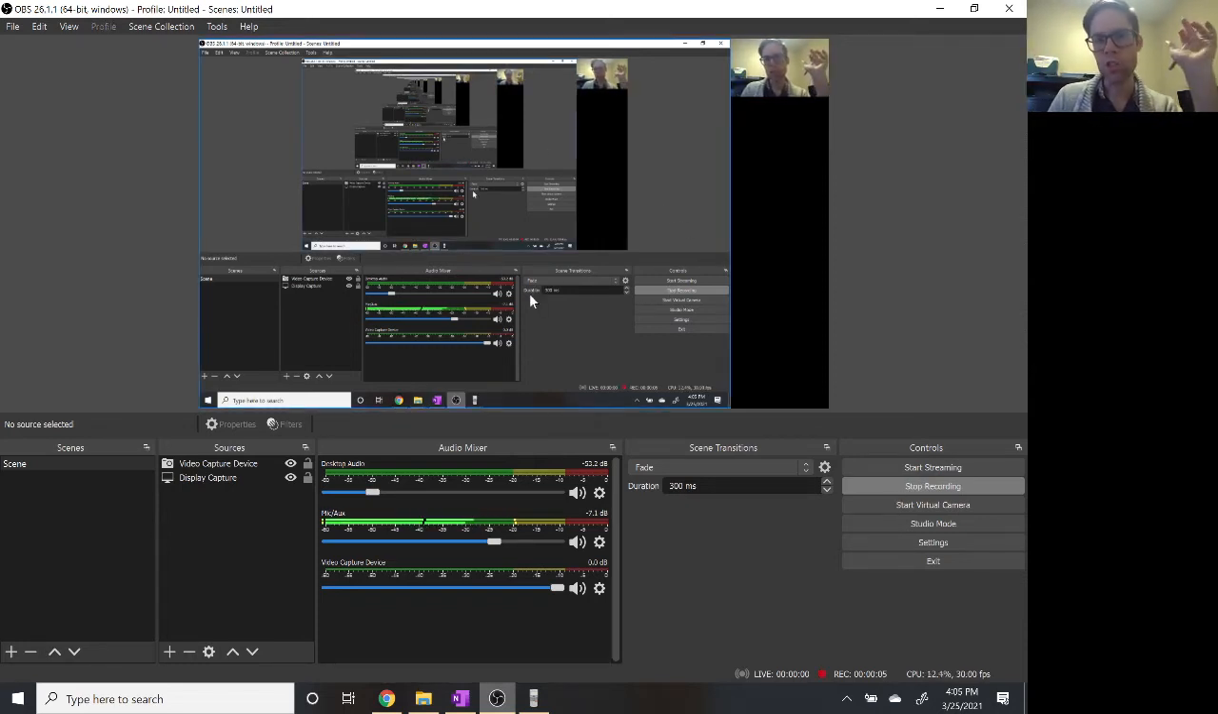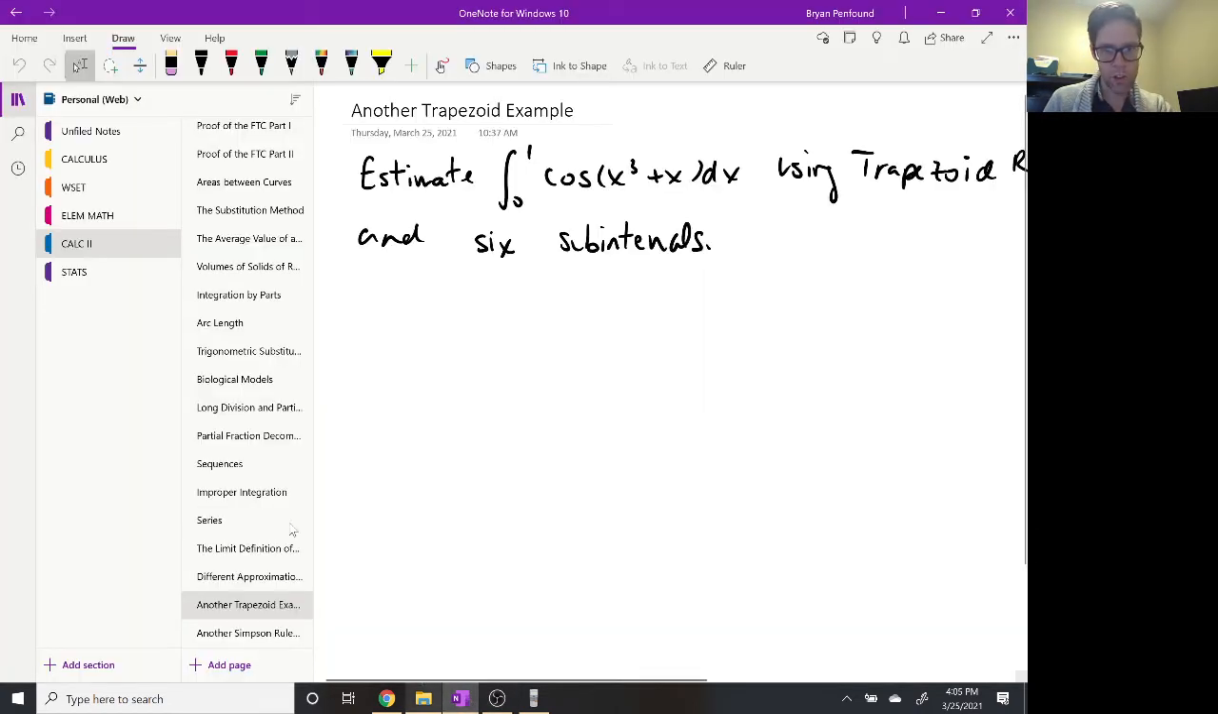Today we're going to work on two more examples. I just have one more example involving the trapezoid rule and another example involving Simpson's rule. So without further ado, let's jump into those questions.